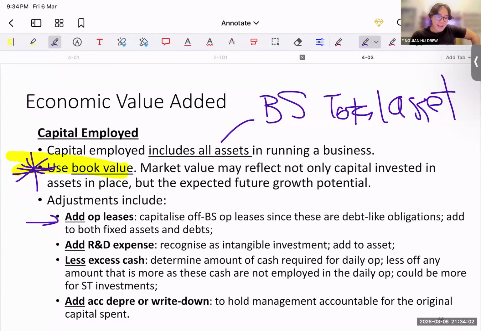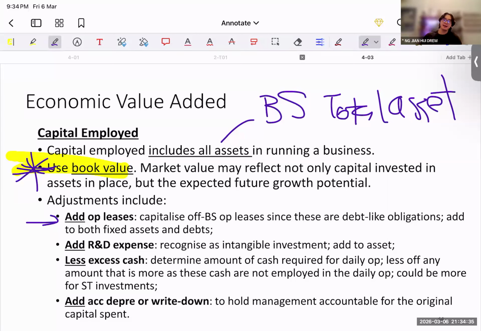Okay, we're going to less off excess cash. So again, this is a bit strange, but if you think about it, it might make sense because excess cash is cash that's not used in daily operations, right? Remember what we're trying to do here. In the notepad, we are trying to focus on operations. So anything that is excess cash that is not used in operations is more like investment. So we should not really include them in our asset.